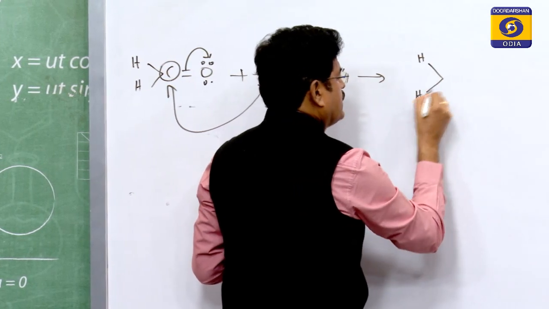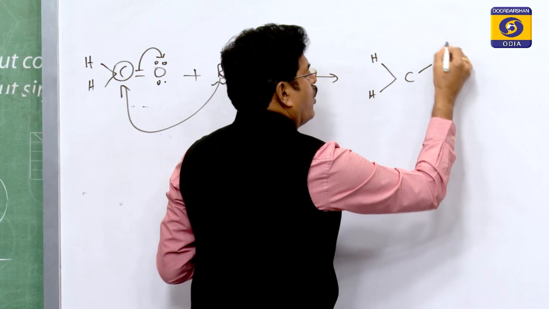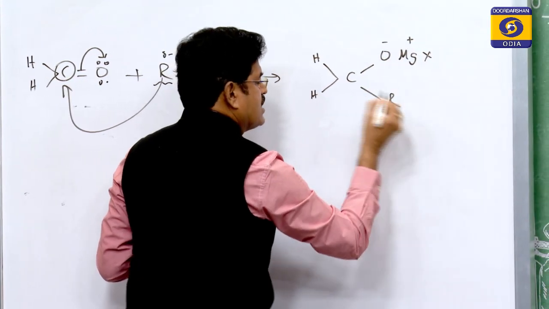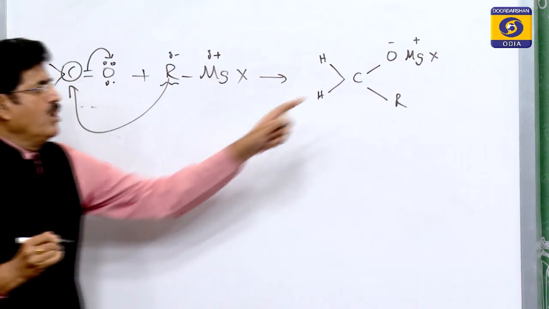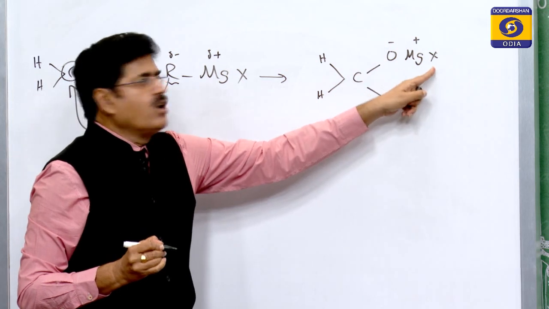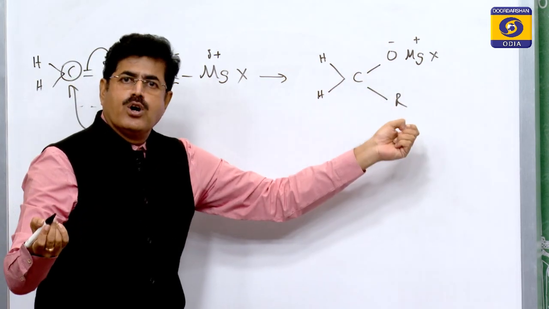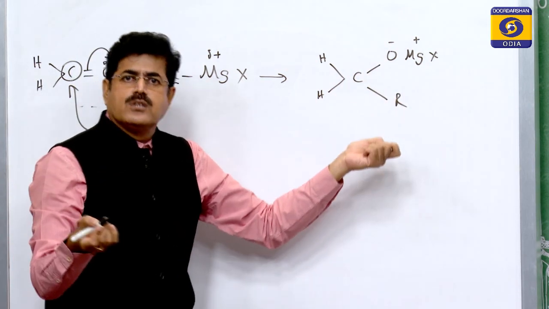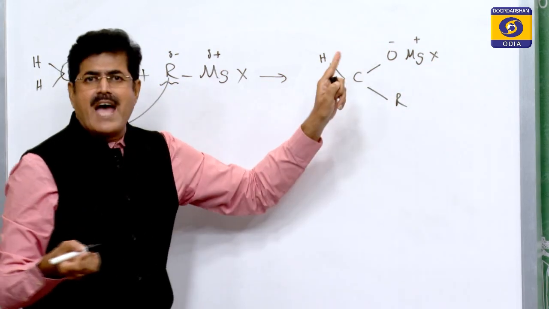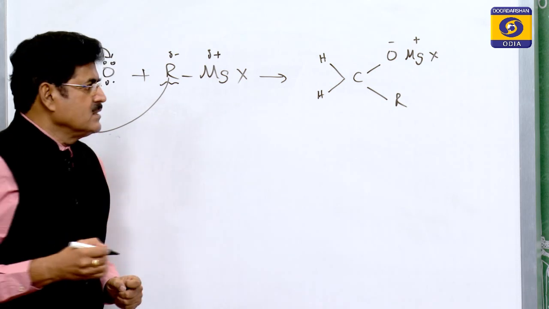H, C, O minus, MgX plus, and this is R. This is halo magnesium alkoxide ion. Halo means bromo, iodo, chloro, halogen. It is halo magnesium alkoxide ion because O has a negative charge.